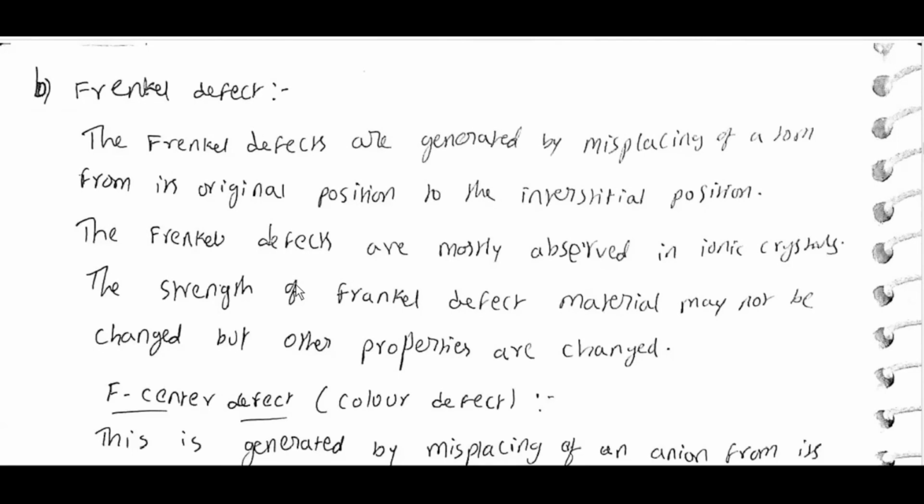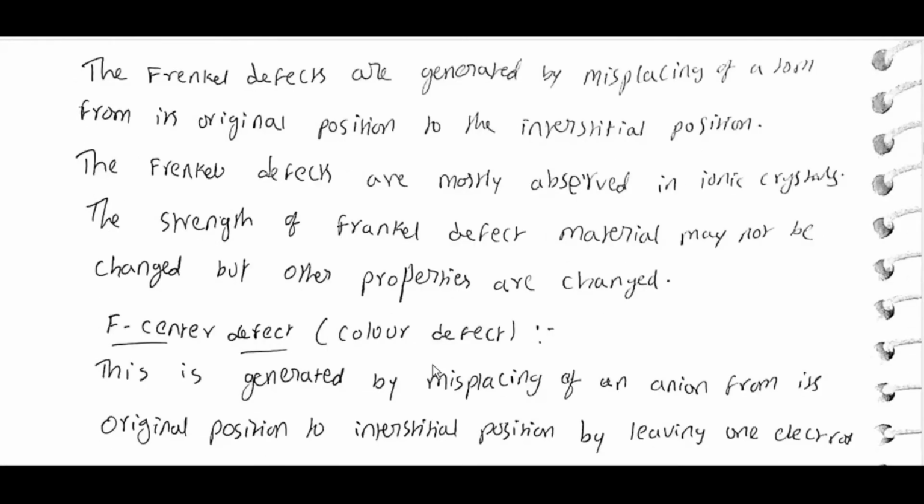Frenkel defects are generated by misplacing an atom from its original position to an interstitial position. Frenkel defects are mostly observed in ionic crystals. The strength of a Frenkel defect material may not change, but other properties are changed.